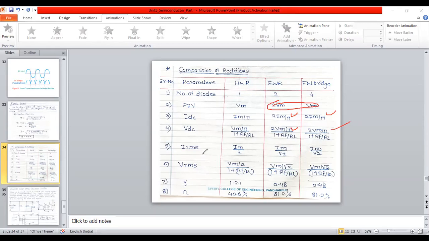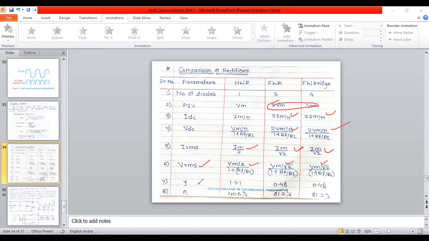Next, for the RMS value of the load current, for the half wave it is Im by 2, and for the full wave rectifier it is Im by root 2, and for the full wave bridge also Im by root 2. Both are the same, same equations we have derived. So Vrms equals Vm by root 2 divided by 1 plus Rf by RL. If Irms equals Im by 2, then Vrms equals Vm by 2 obviously. That one only we have written here.